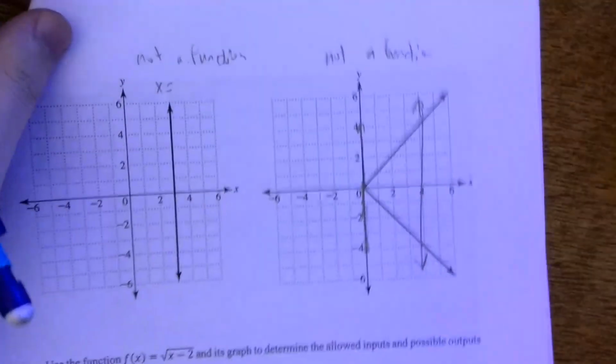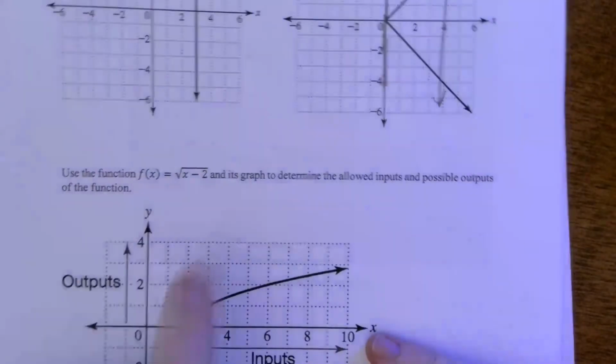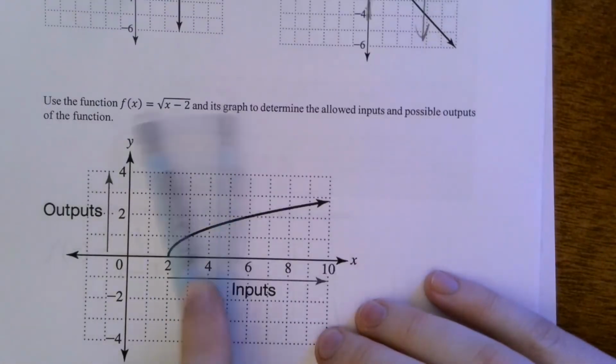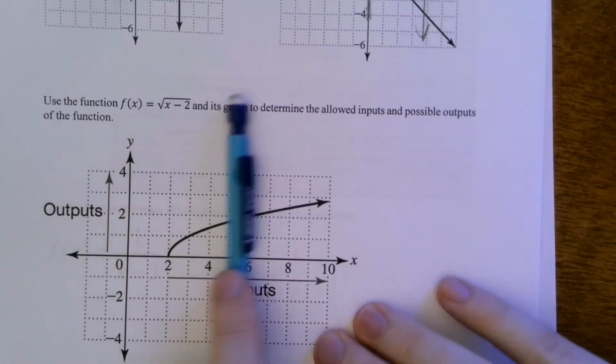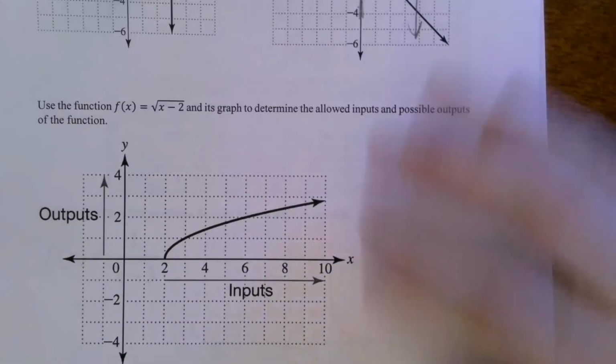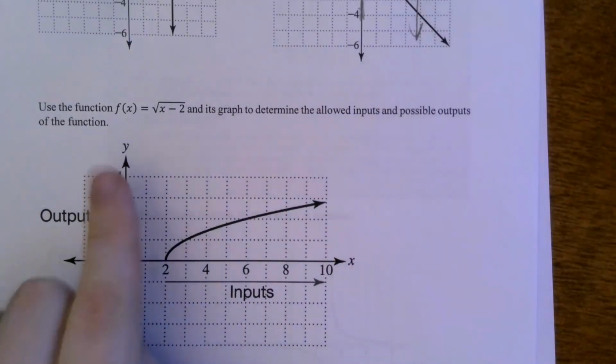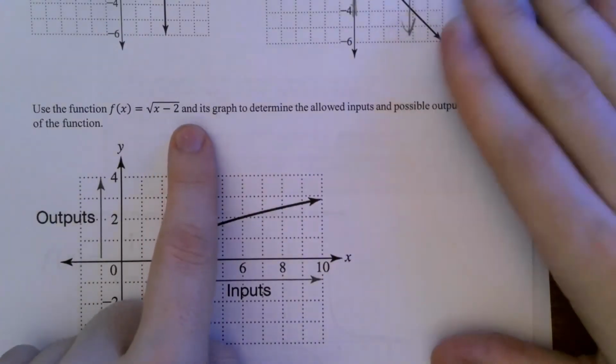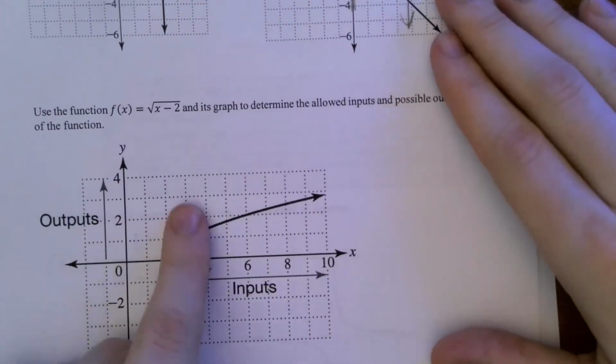All right. So now that we've done that, let's look a little bit at this function down here. So we know this is a function because it passes the vertical line test, right? I can put that vertical line anywhere on this function, and I get only one point. Okay. So this is a function. It's the square root of x minus 2. So we're going to look at our graph here.